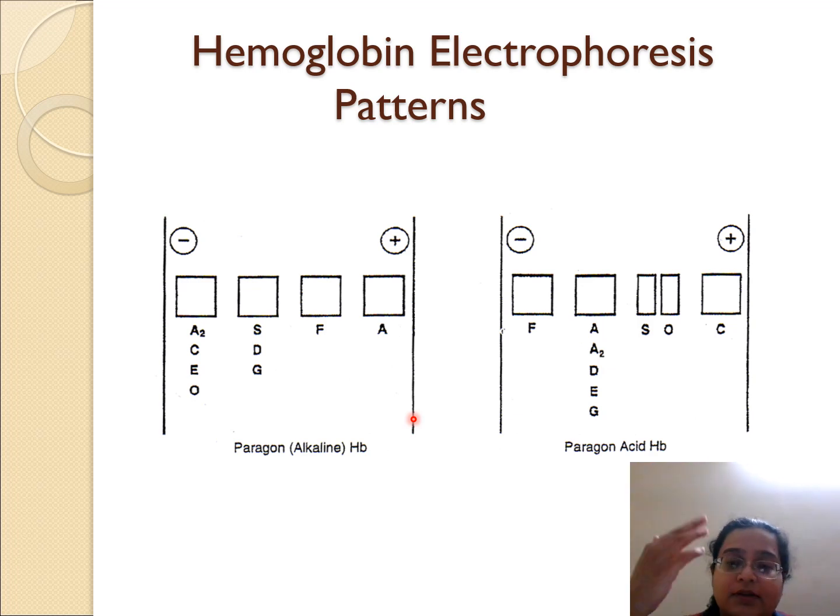These letters together are imprinted in my mind, so I remember it like that: SDG and A2CEO, and F and A elute separately. While in acidic medium, A2, D, E, G elute in the same position. Now this thing of alkaline, you need to remember more, because in the routine graphs that we get, the problem in HPLC is that sometimes D and G will elute in the S window. And there you have to correlate clinically, or give a rider in your report that the clinician should correlate this, and then move ahead with the treatment.